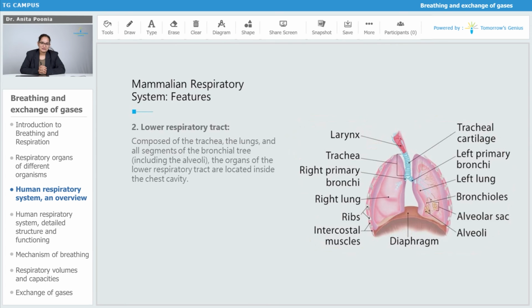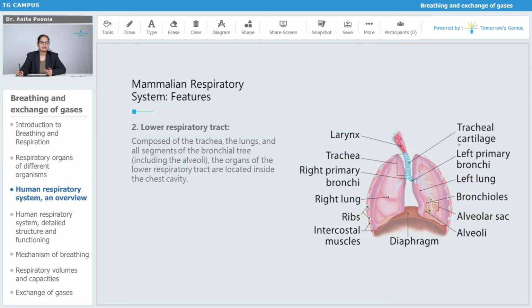Now talking about the lower respiratory tract, students. The lower respiratory tract is composed of the trachea, the lungs and all the segments of the bronchial tree, that includes the alveoli. The organs of the lower respiratory tract are located inside the chest cavity.